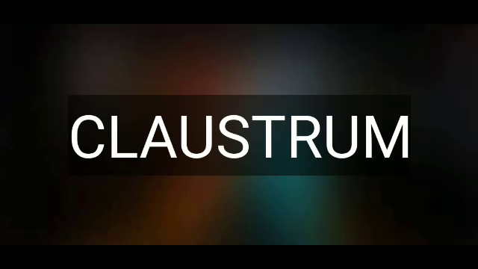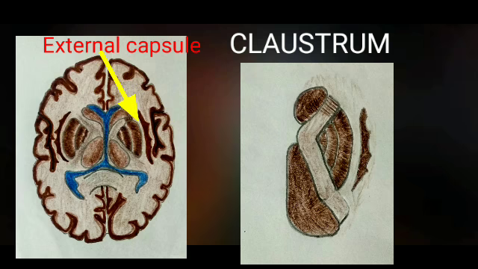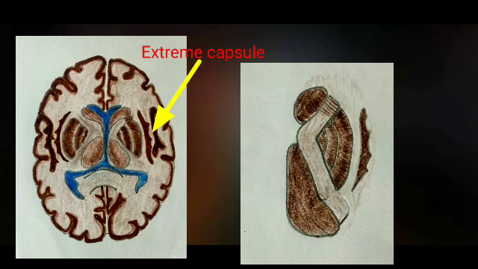After corpus striatum, the next part of the basal ganglia is the claustrum. Claustrum is a thin saucer-shaped mass of gray matter that is located between the putamen and insular cortex. The external capsule separates the claustrum and putamen, and the extreme capsule separates the claustrum and insular cortex. The connections and exact functions of this claustrum are not clearly understood.